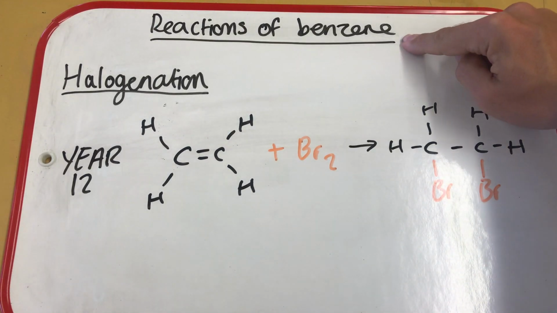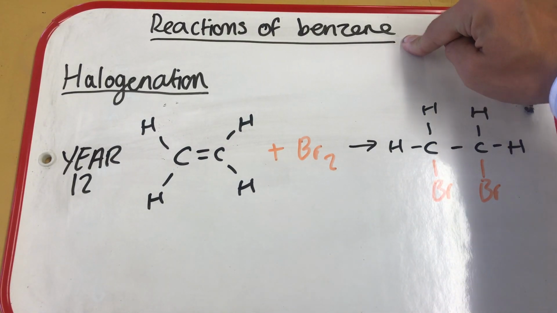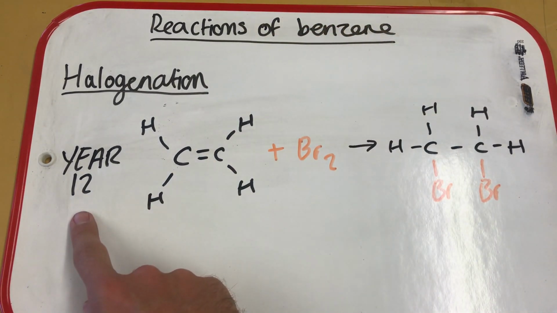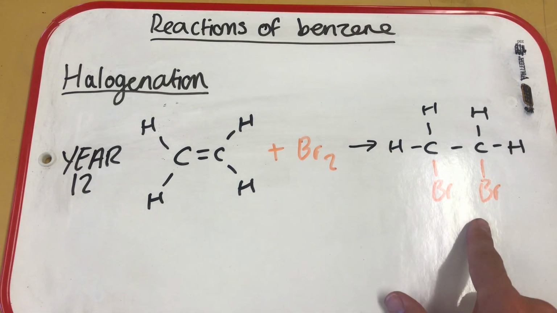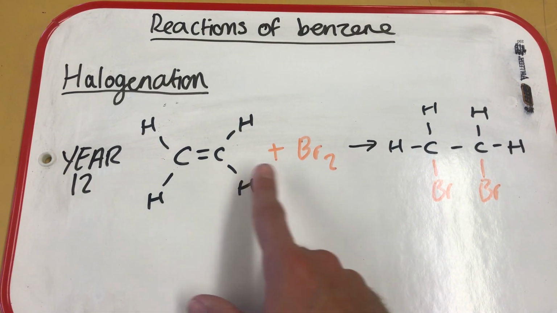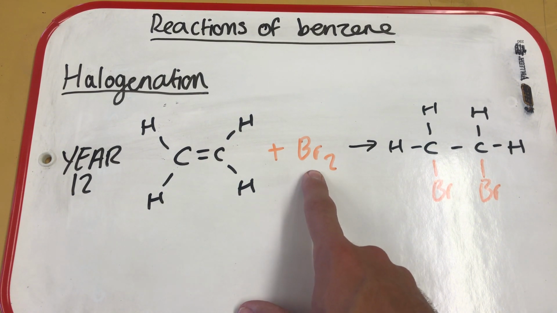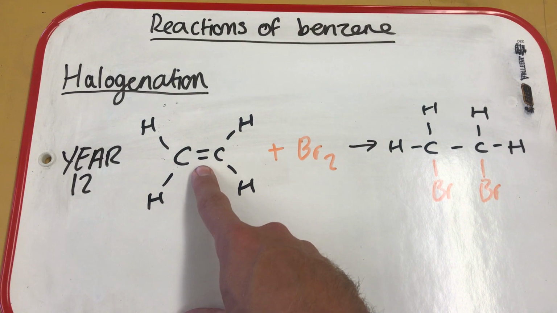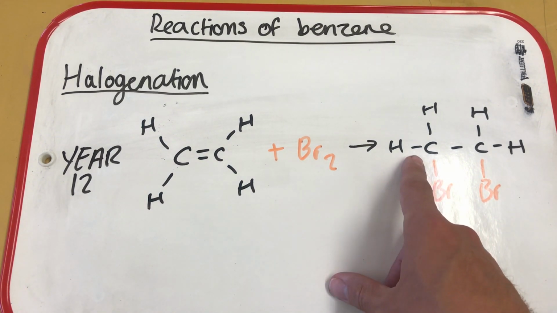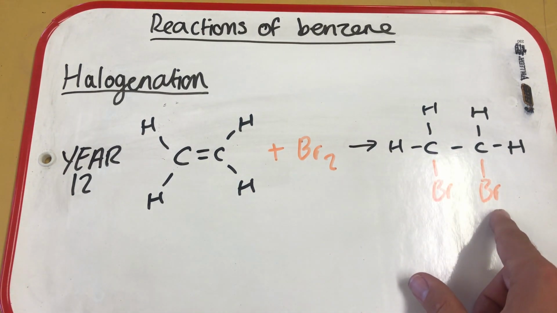In this video, we're going to focus in on reactions of benzene, and in particular, we're going to look at halogenation. Now, I've drawn here a year 12 reaction that you should know about. You should notice here that my alkene, ethene, reacts with bromine through an electrophilic addition reaction where the bromine adds across the double bond, producing a haloalkane, and in this case 1,2-dibromoethane.